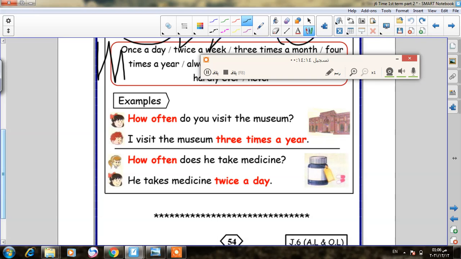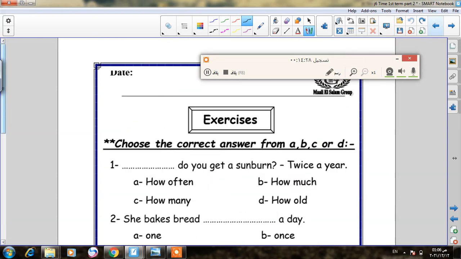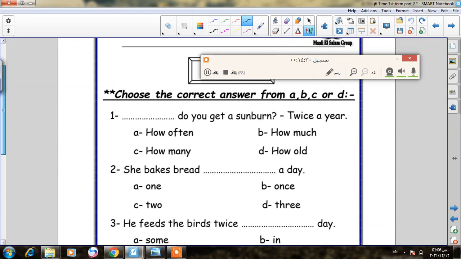Okay, let's read these examples together. How often do you visit the museum? I visit the museum three times a year. Okay, how often does he take medicine? He takes medicine twice a day. And then we're going to answer these questions together.